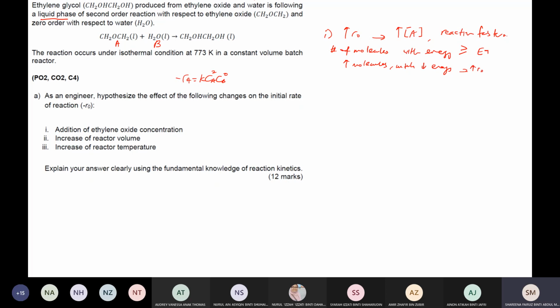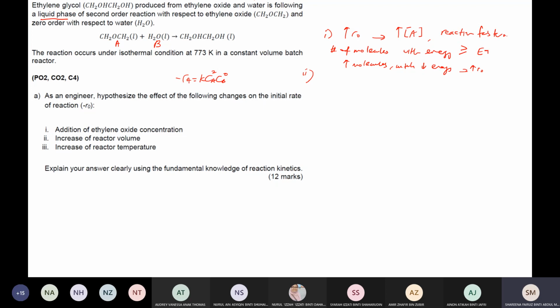As for what I read, this is from the answer scheme. But let's say if your answer is not exactly 100% like mine, but still relevant, I still give marks. Don't worry. So for number 2 is increase of reactor volume.